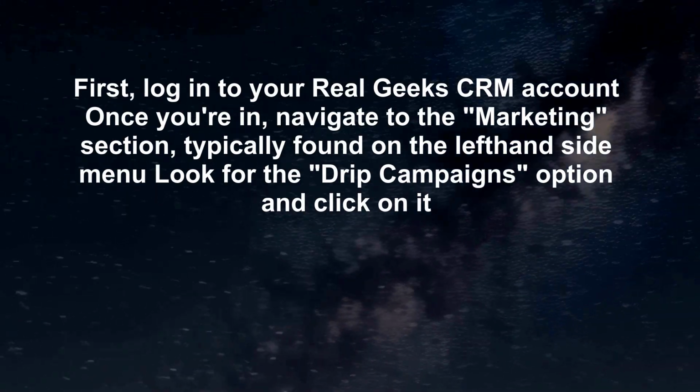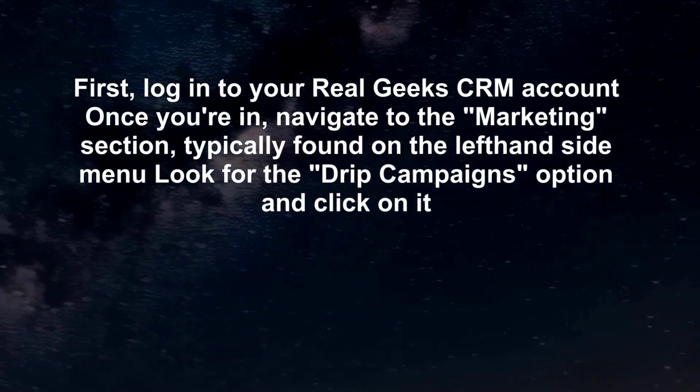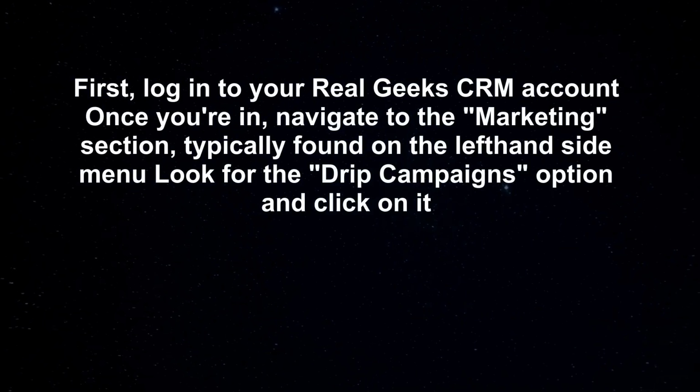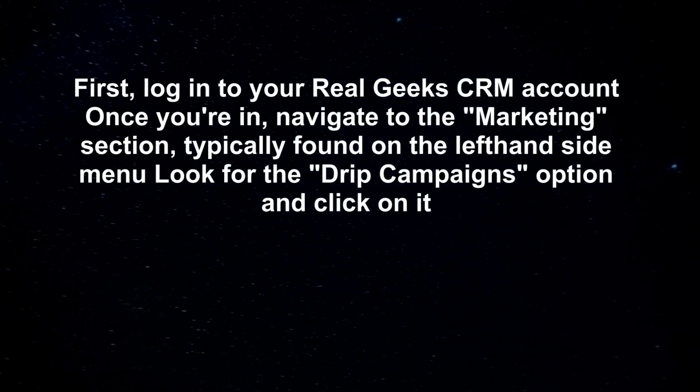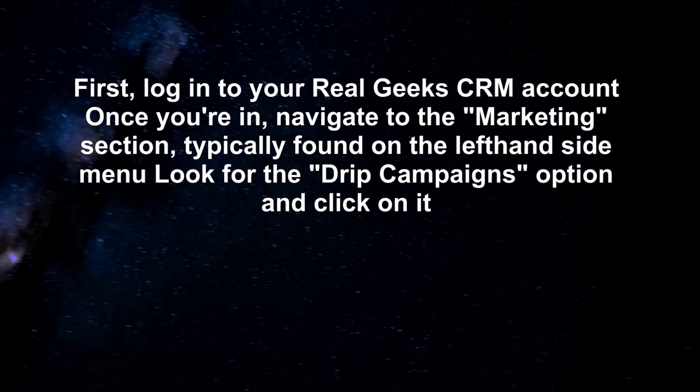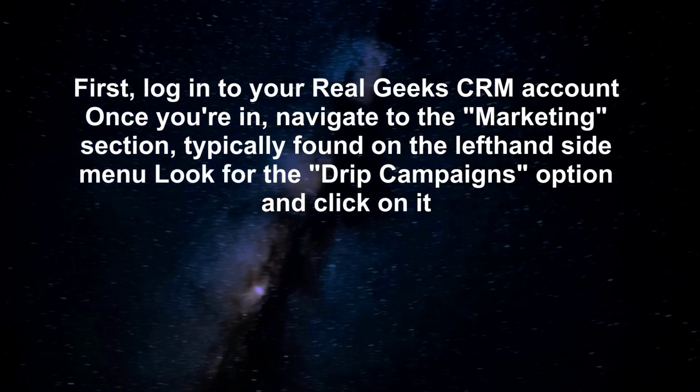Ready to turn your Real Geeks CRM into a lead-nurturing machine? First, log into your Real Geeks CRM account. Once you're in, navigate to the Marketing section. Typically found on the left-hand side menu, look for the Drip Campaigns option and click on it.